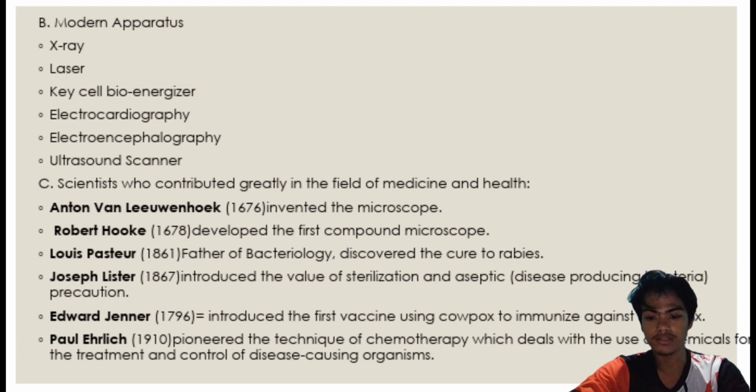The next one is Joseph Lister, 1867. He introduced the value of sterilization and aseptic precautions against disease-producing bacteria. The next one is Edward Jenner, 1796. He introduced the first vaccine using cowpox to immunize against smallpox. And the last one is Paul Ehrlich, 1910. He pioneered the technique of chemotherapy, which deals with the use of chemicals for treatment and control of disease-causing organisms.